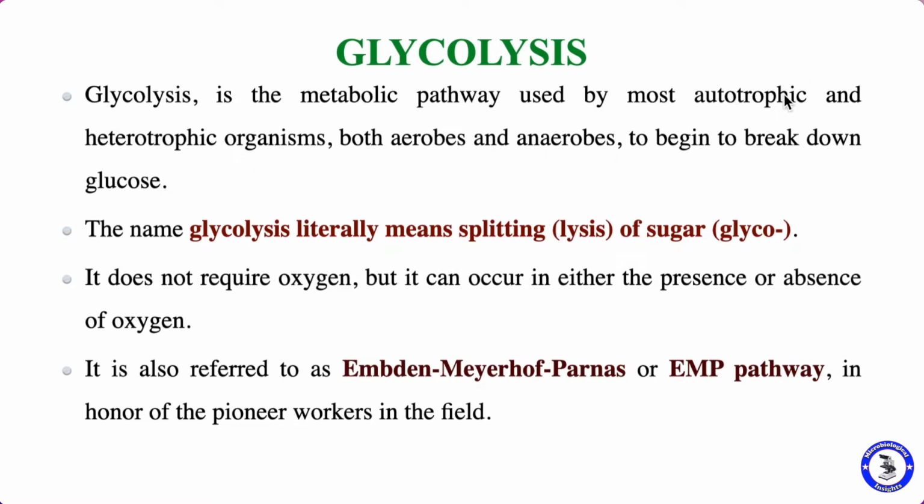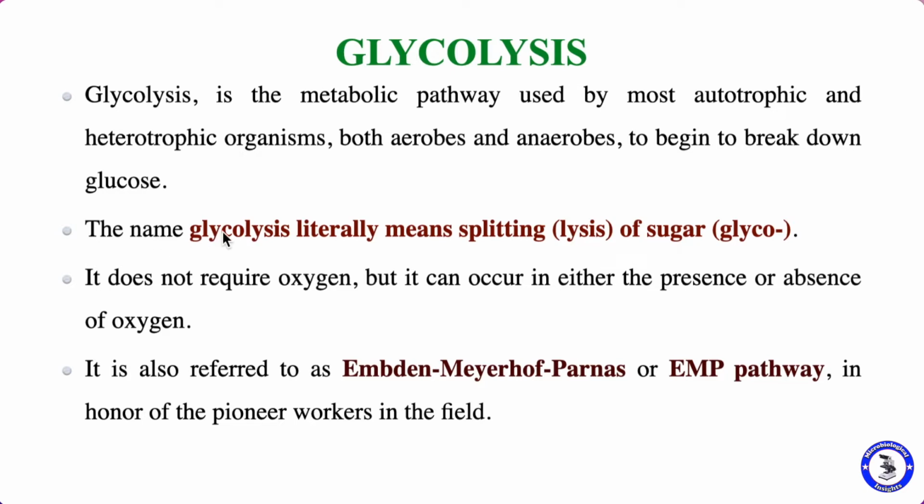What is an autotroph? Auto means self, no? So those organisms which can produce their own food. What is a heterotroph? Heterotrophs are the organisms which depend on other organisms for their food. Aerobes are those organisms which live in the presence of oxygen, and anaerobes are those organisms which live in the absence of oxygen. So all these groups of organisms begin to break down the glucose molecule.